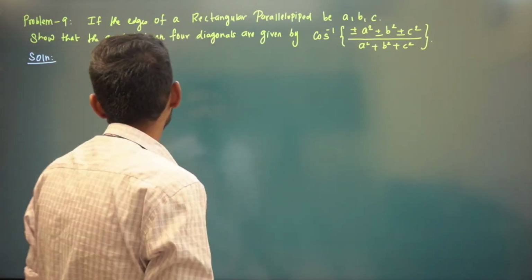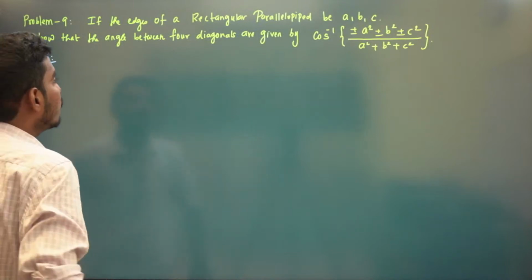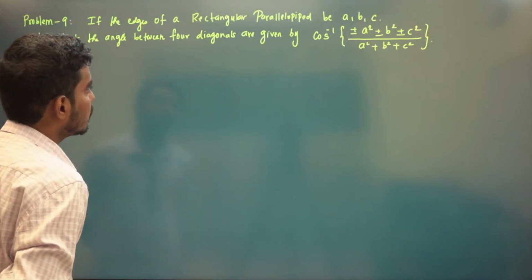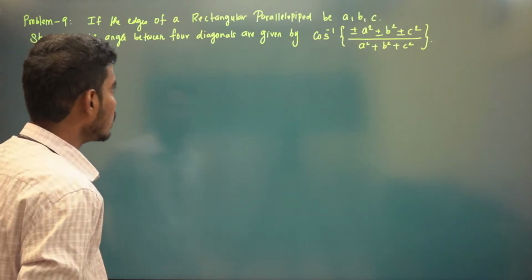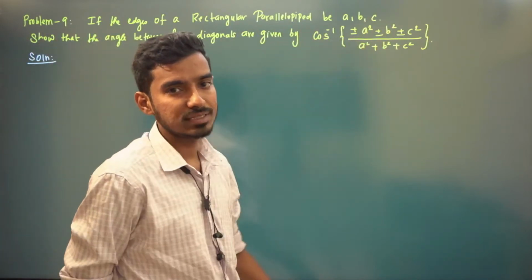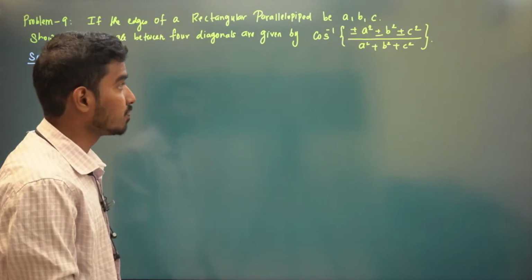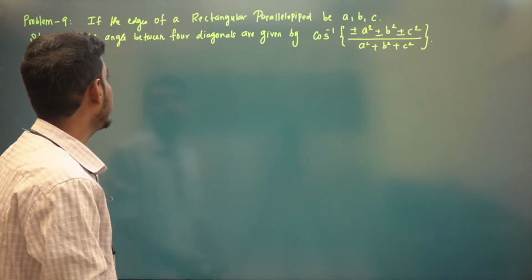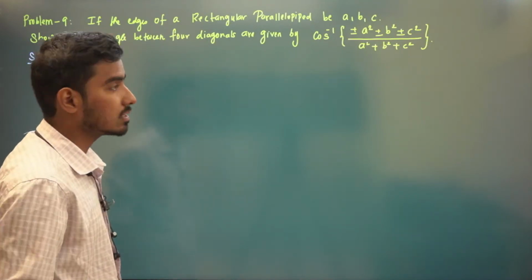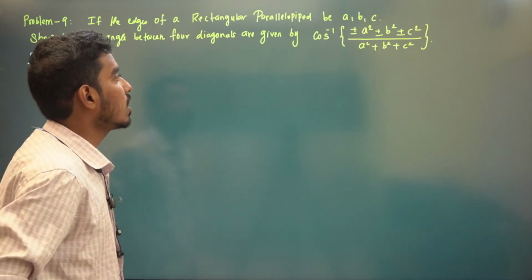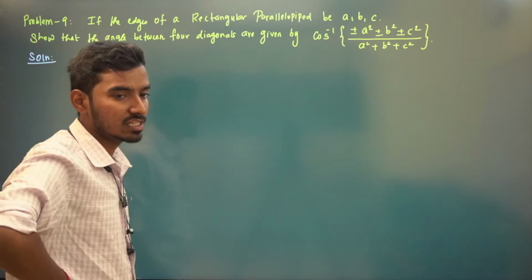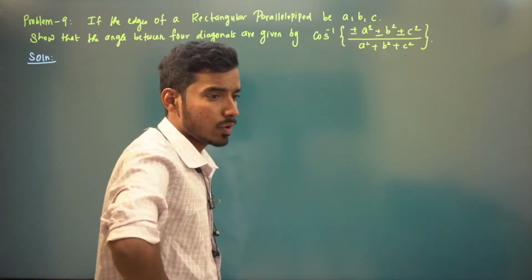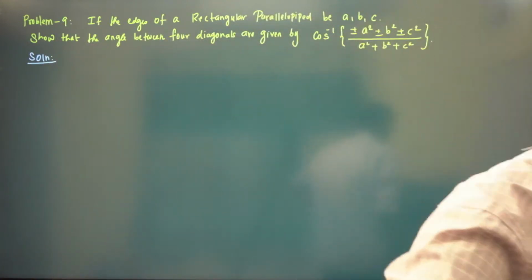If the edges of a rectangular parallelepiped be a, b, c, show that the angles between the 4 diagonals are given by cos inverse of (plus or minus a square plus or minus b square plus or minus c square) divided by (a square plus b square plus c square).